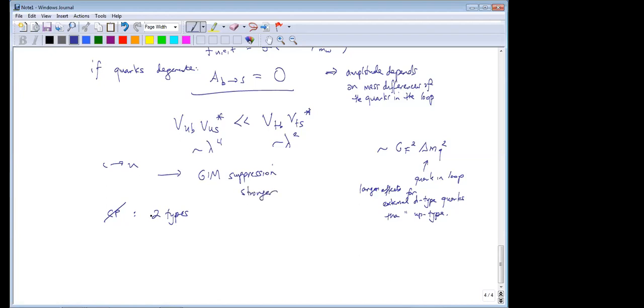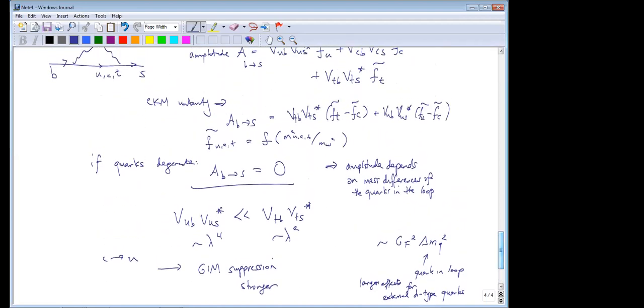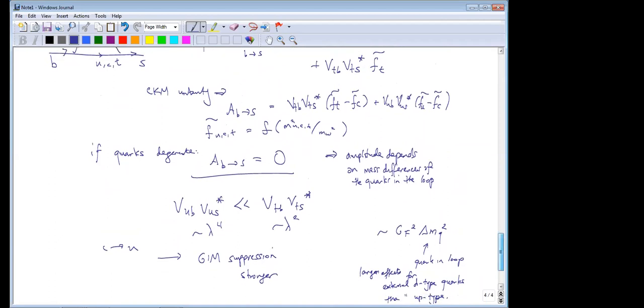Right? So I think I sort of started that. Let me imagine if we go back to the same kind of argument that we had, let's scroll up a little bit, back up here, when we talked about the B to S and wrote it in terms of amplitudes.